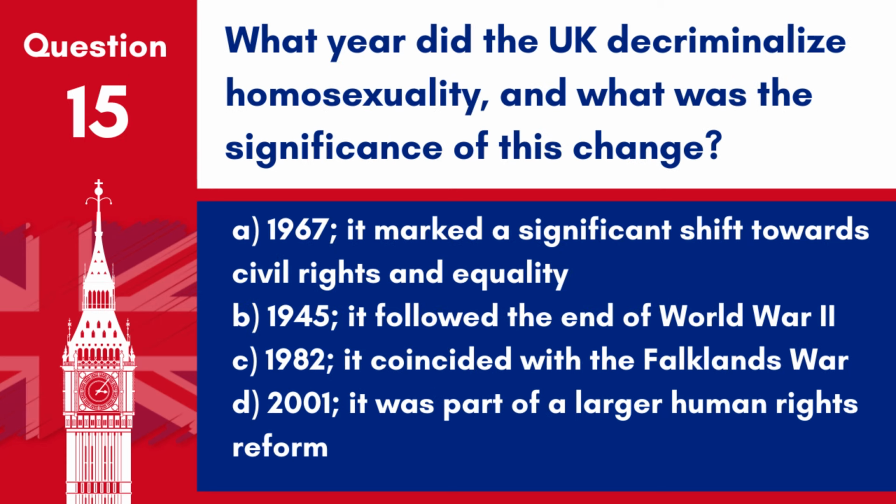Question 15. What year did the UK decriminalise homosexuality, and what was the significance of this change? A. 1967. It marked a significant shift towards civil rights and equality. B. 1945. It followed the end of World War II. C. 1982. It coincided with the Falklands War. D. 2001. It was part of a larger human rights reform.